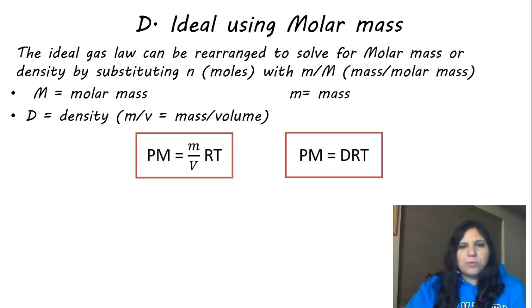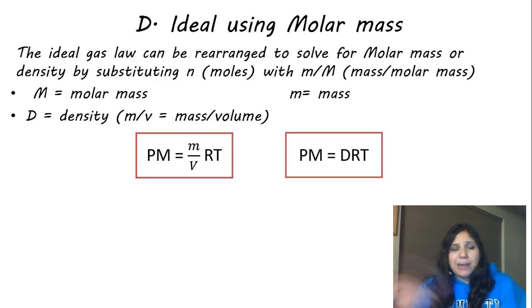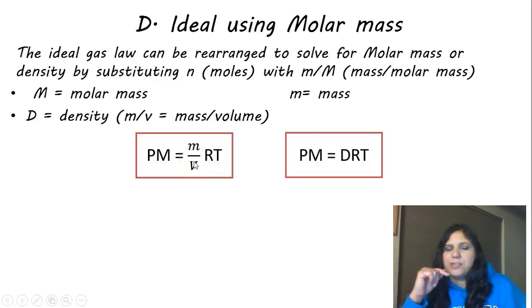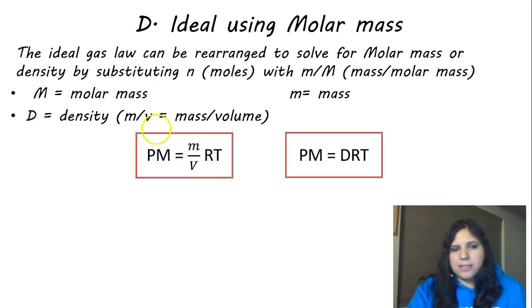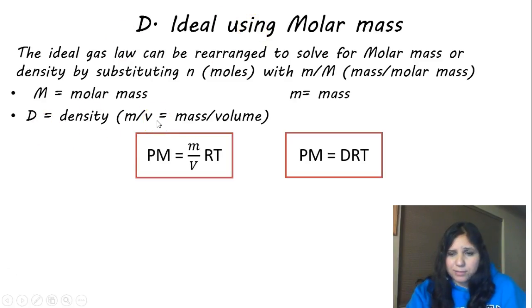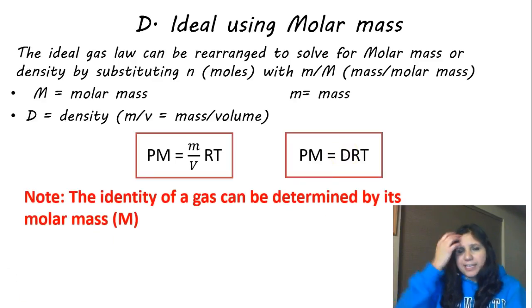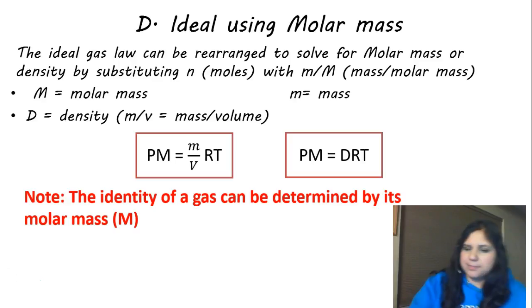All right, and the reason why they use that is because that will allow us to manipulate the equation so that you have m over V. With m over V, that is another thing that we've done in the past. m over V is just density, mass over volume. So we get this new equation, PM equals dRT. And the reason why we like this equation is because we can use it to find the identity of a gas by looking at its molar mass.